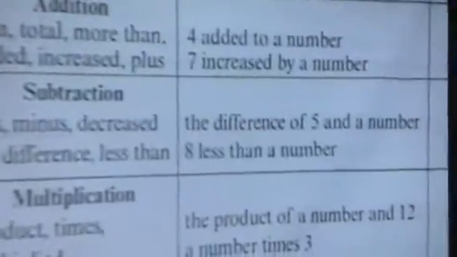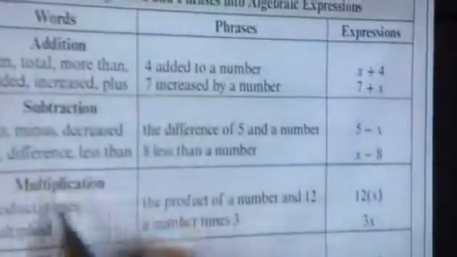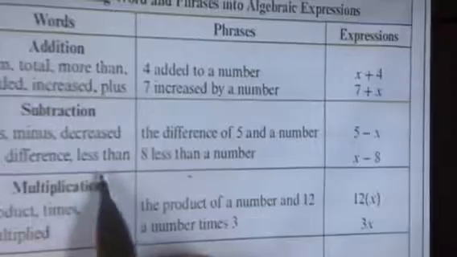So basically, here are some of the key words that you will see throughout this lesson. Sum, total, more than, added, increase, all of those mean addition. Okay? When you see those words, that means addition. So this is a little cheat sheet that will help you throughout the lesson. Less, minus, decrease by, difference, less than.